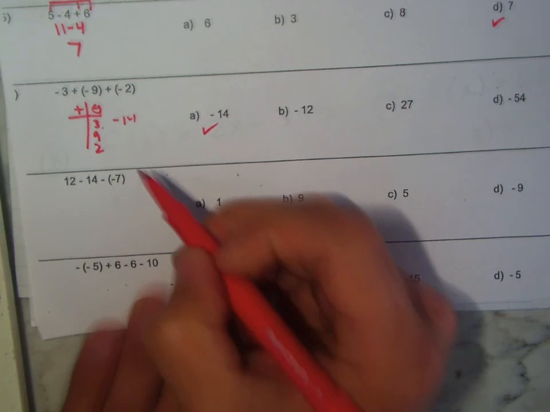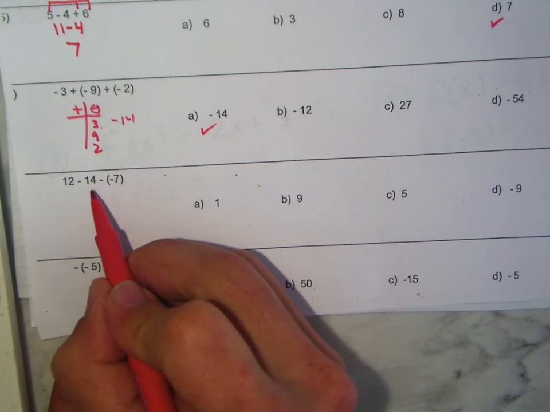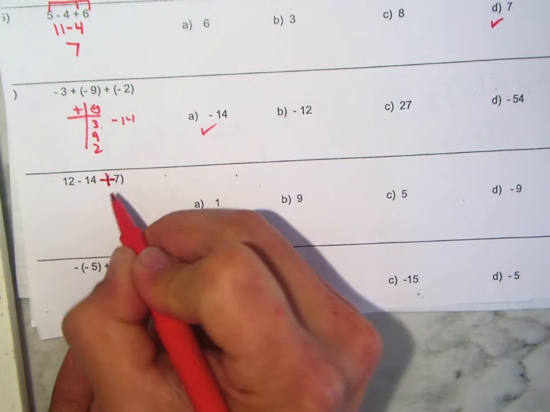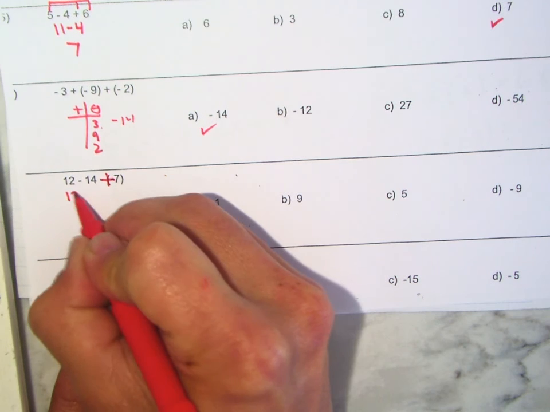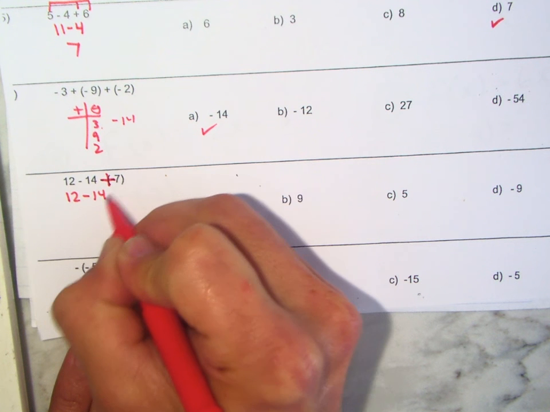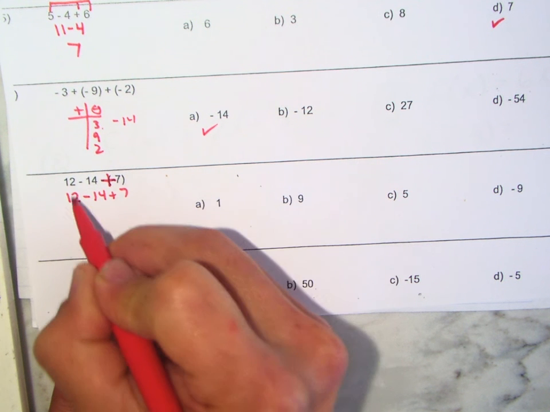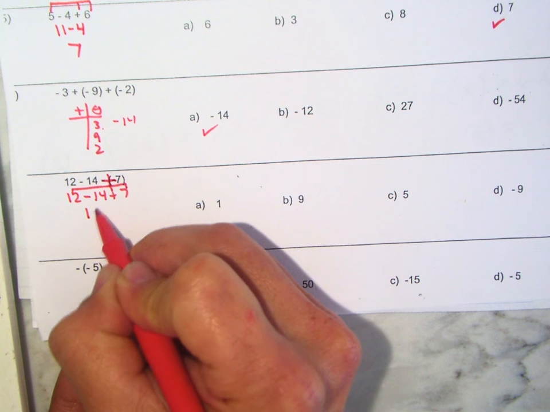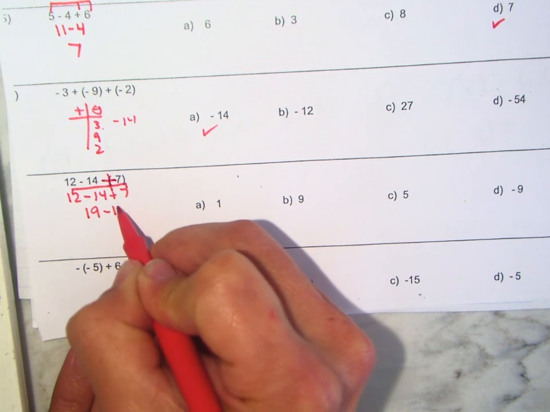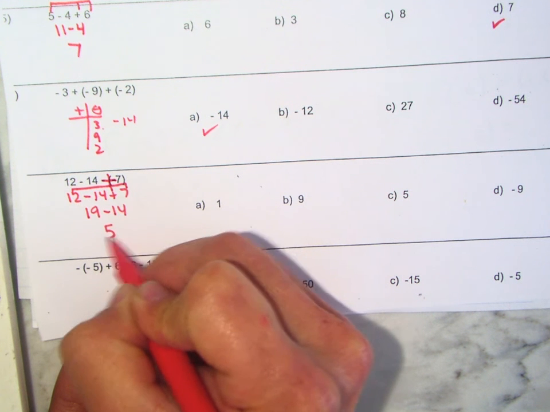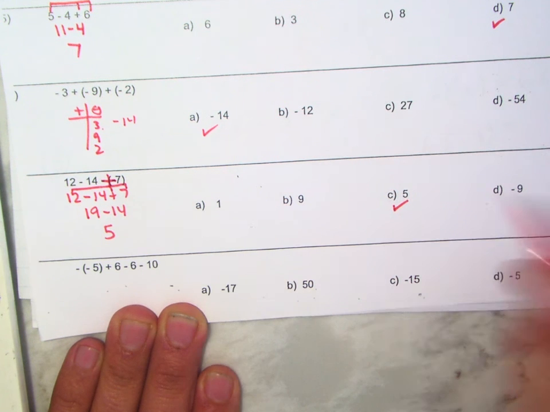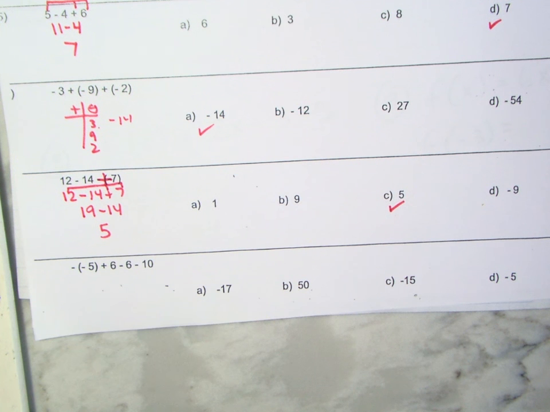And then here we got 12 minus 14 minus a -7. So I'm going to do an add right there. Let me rewrite it: 12 minus 14 plus 7. Well, can I do 12 plus the 7? Yeah. That's 19 minus 14, which is 5.